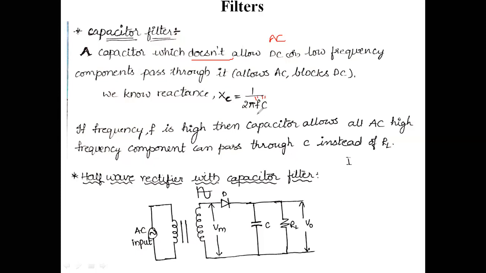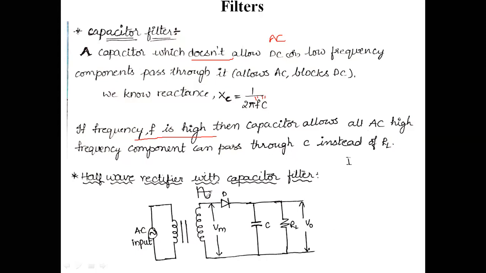If F, this frequency, is high, then the capacitor allows all AC high frequency components to pass through C instead of RL. It is going to pass through the capacitor. Instead of RL, we are not going to consider RL over there. Just memorize this point: if frequency is high, then it allows all the high frequency components in the circuit.